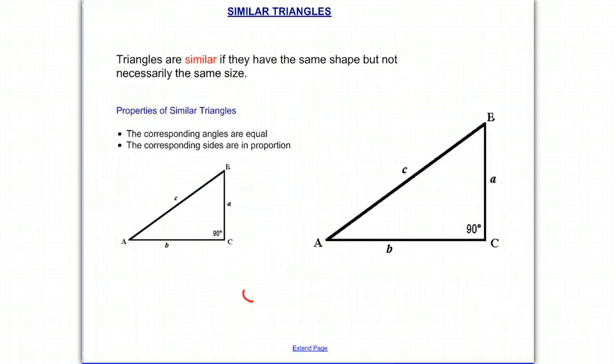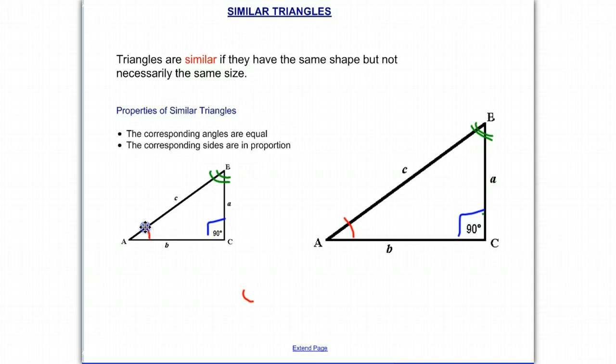So going back to our original screen, we're just reiterating that the corresponding angles are equal, and corresponding sides are in proportion. In this case, we have two triangles. They're right triangles. They are similar, meaning the corresponding angles are equal, and the corresponding sides are in proportion. So we'll say that this angle and this angle are equal, and this angle up here is equal to this angle up here, and of course the right angle is equal to the right angle in the other one. Now, the way to find the corresponding sides is by looking at the angles.